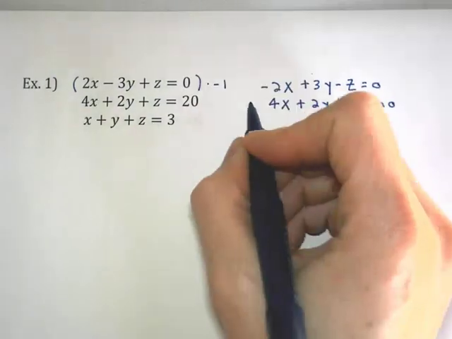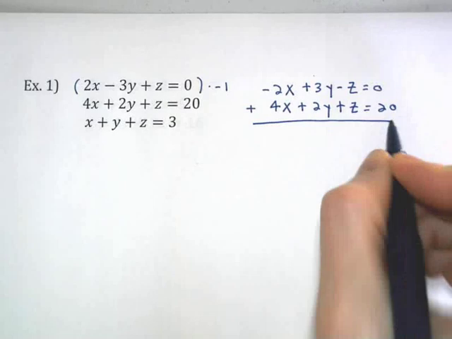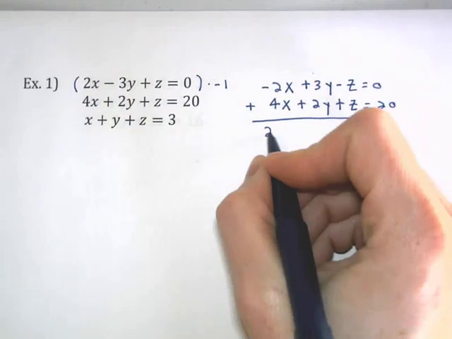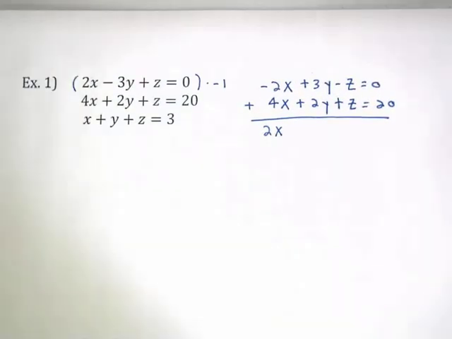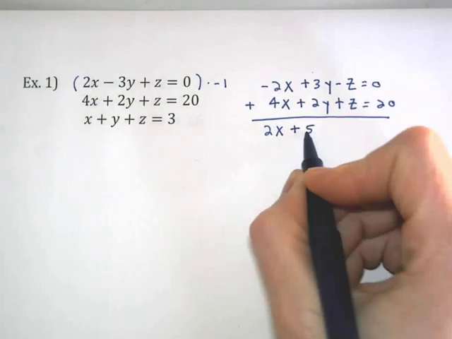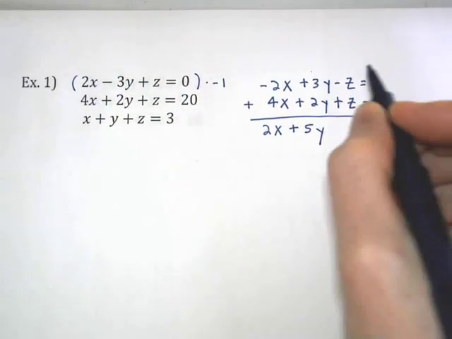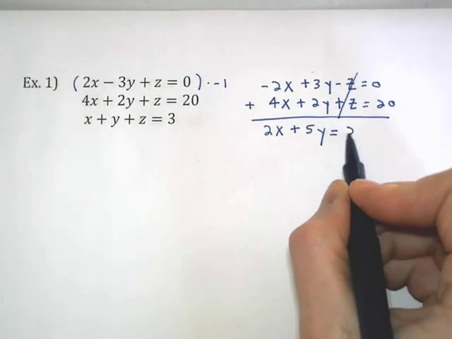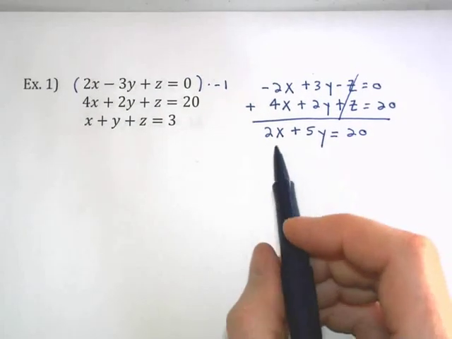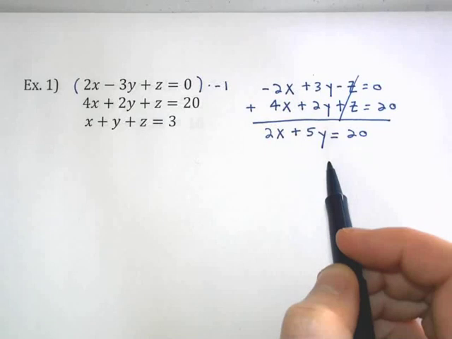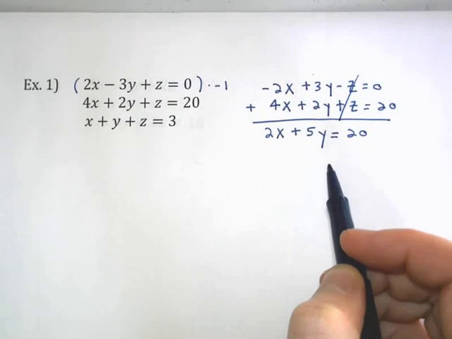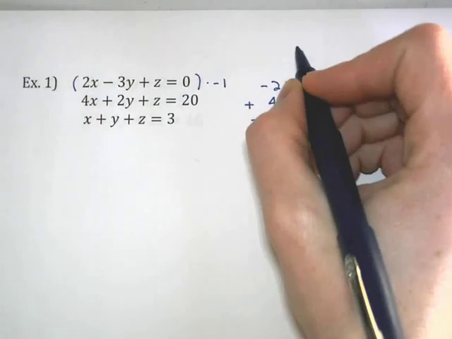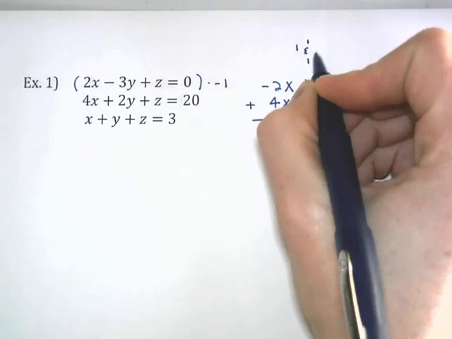Okay, so now if I add these two equations together, for my x's, I get positive 2x when I add. For my y's, I get plus 5y. My z's are eliminated, and we knew that was going to happen, and it's equal to 20. So now, since I eliminated the z, I need to do that again with a different combination of equations. So this right here is for equations 1 and 2.